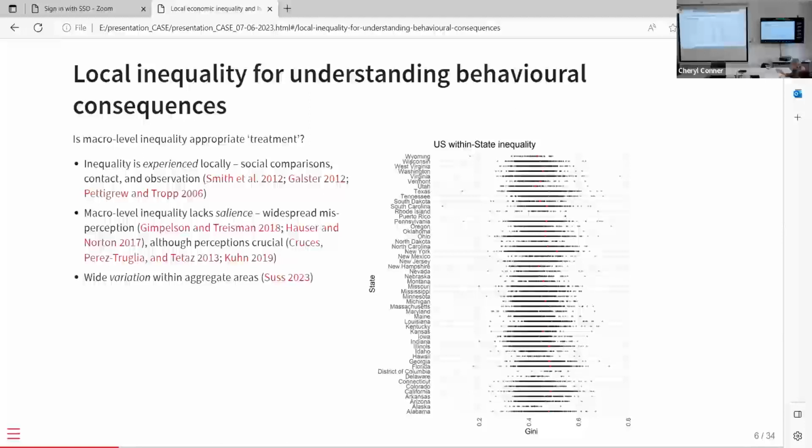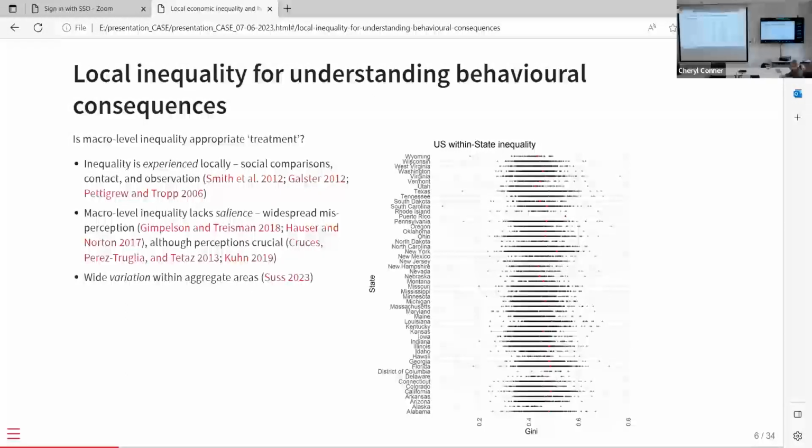Relatedly, macro level inequality lacks salience. If you ask people how much inequality there is in the UK, they get that answer very wrong. They really misunderstand the level of inequality in society. And at the same time, those perceptions of inequality are crucial for driving behavior. So they get it wrong, and the fact that they get it wrong is important.